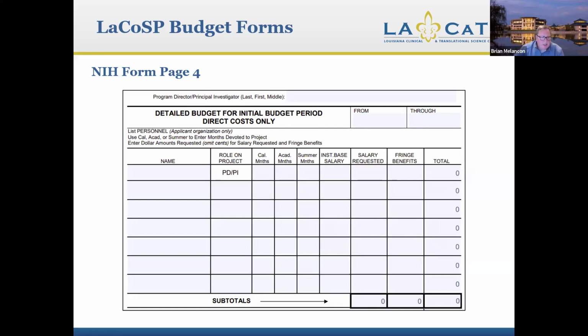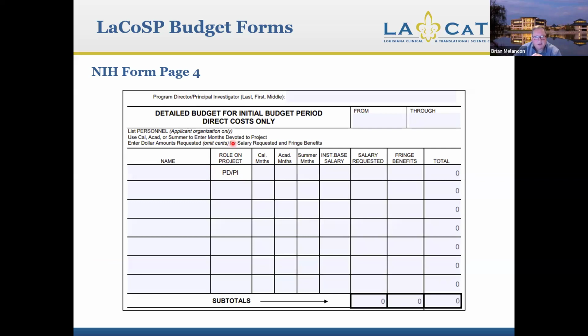So if I could, I'm going to steal the laser pointer here so I can talk a little bit more. And again, we're talking about personnel in this category, so specifically those that have a paid role on the project. So this form is already filled out, PDPI. But of course, as we mentioned earlier, that is not an allowed expense for the Community Scholar Program.